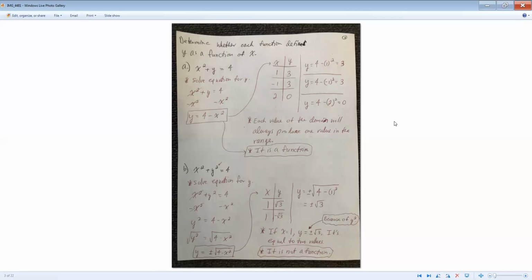Here it says determine whether each equation defines y as a function of x. So we have x squared plus y equal to 4. The first thing we do is solve for y. So subtracting x squared from both sides gives us y equal to 4 minus x squared. And here, if we were to plug in any value, no matter what value we plug in for x, we will only get one y value.